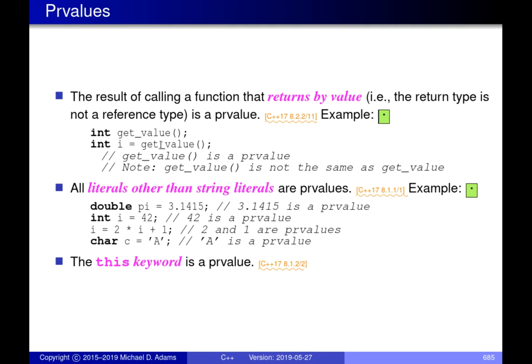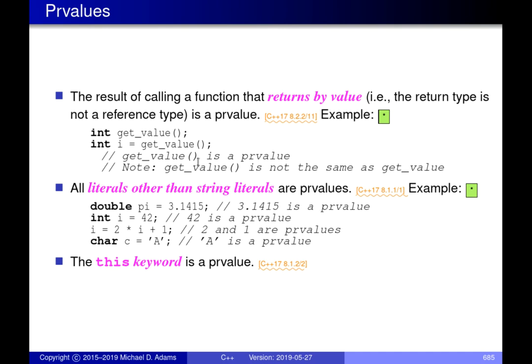Notice that get_value without the parentheses is quite a different animal from get_value with the parentheses. Without the parentheses, it's just the name of a function. The name of a function is a named thing. It's an L value. But when you put the parentheses in, it's then the return value of a function that returns by value. This is a pure R value expression. So it does matter whether we're talking about this thing with or without the parentheses.